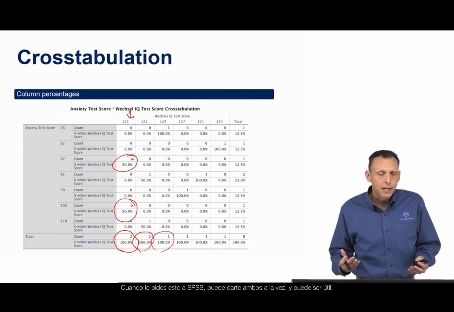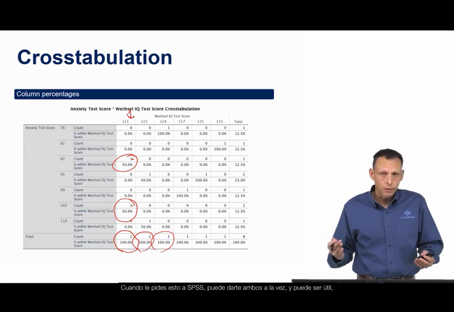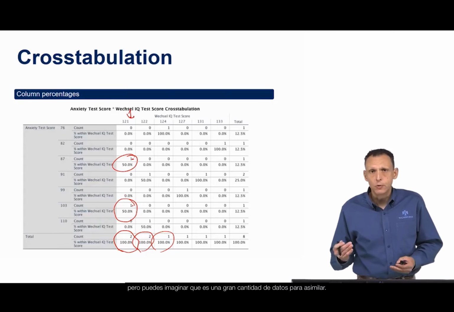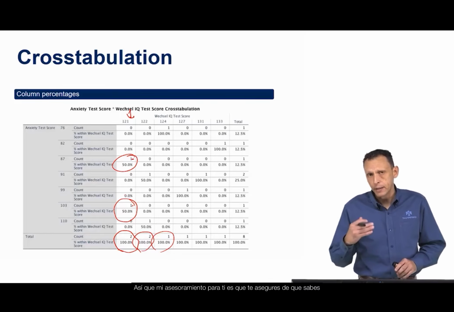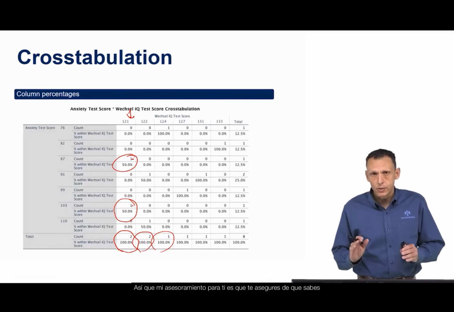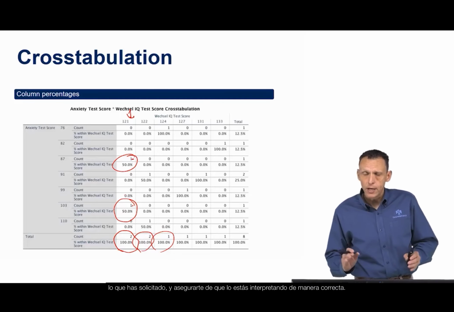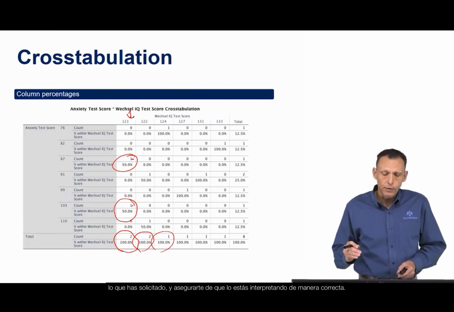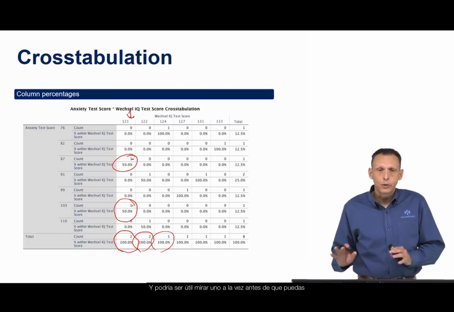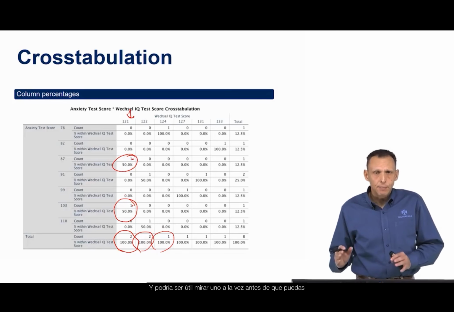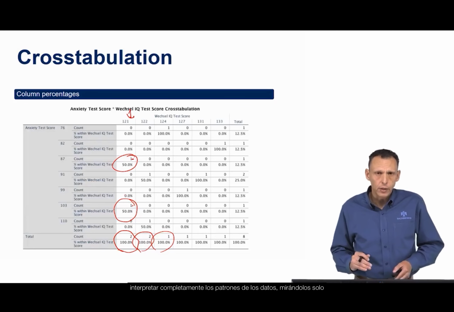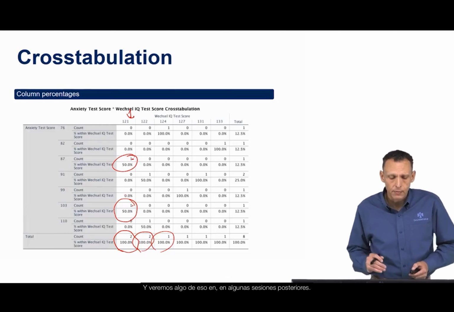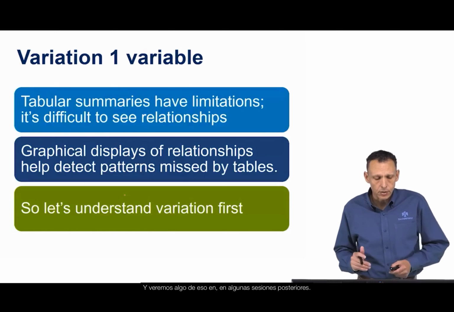When you ask SPSS for this, it can give you both of these all at once, and it can be useful, but you can imagine that it's a lot of data to take in. So my coaching to you is to make sure that you know what you've requested and make sure you're interpreting it the right way. It might be helpful to look at one at a time before you can fully interpret the patterns of the data, looking at it just in crosstabs. And we'll look at some of that in some later sessions.